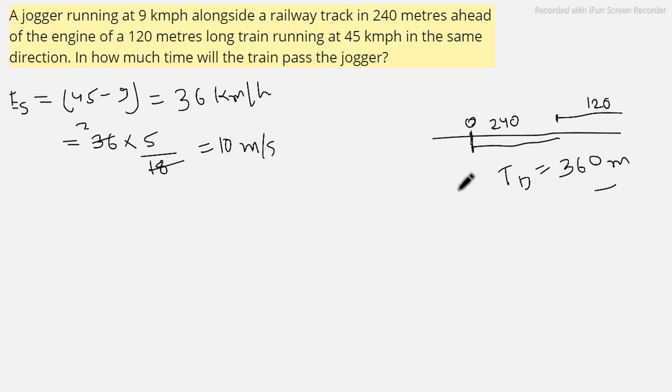Now we have got our distance and we have got our speed. What is required is time. So time is distance by speed. Distance is 360, speed is 10 meter per second. So the time will be 36 seconds.